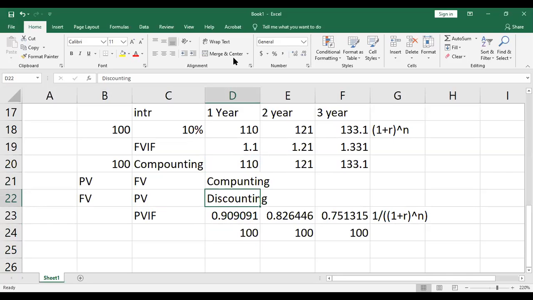Any questions? So compounding is the process of calculating the future value of cash flows. Discounting is the process of calculating the present value of cash flows. Any questions we can ask?